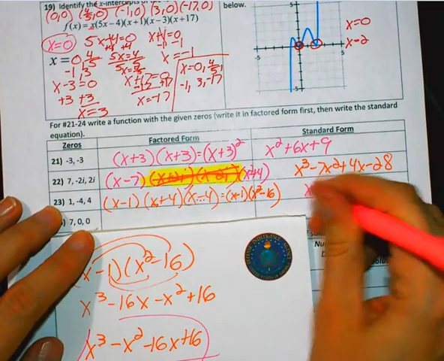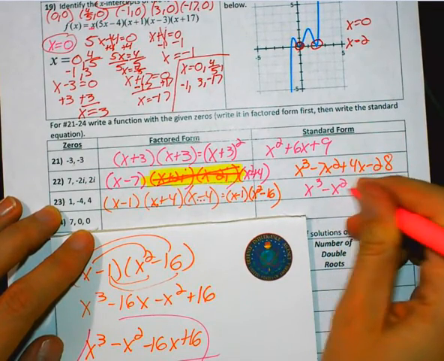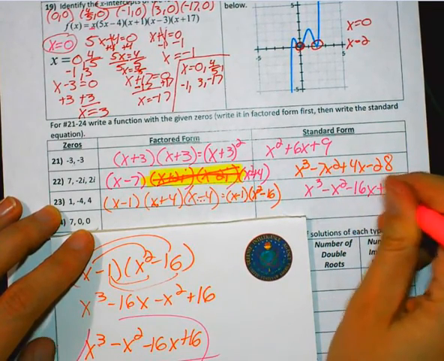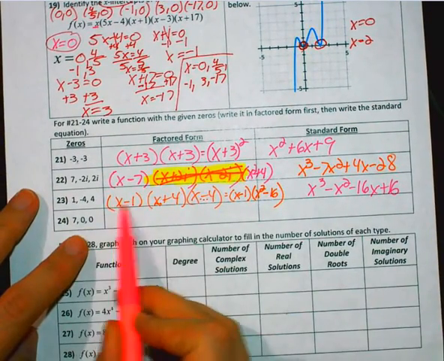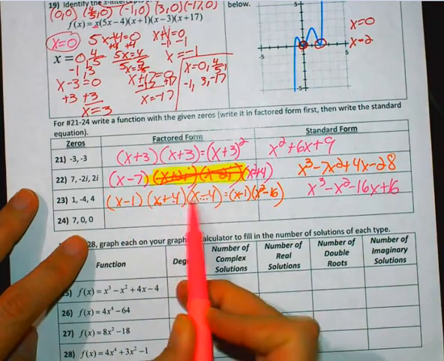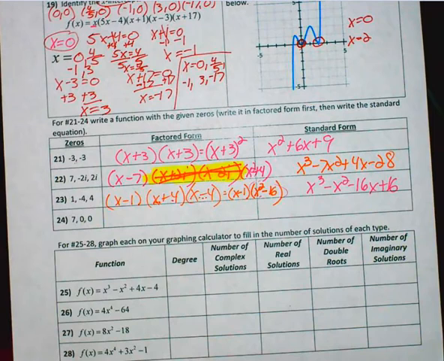So I have x to the third minus x squared minus 16x plus 16. That's your final answer. Just to clarify here, your factors are x minus 1, x plus 4, x minus 4. I just simplified it here before I multiplied, so the x squared minus 16 made it easier for me to multiply the other two together.